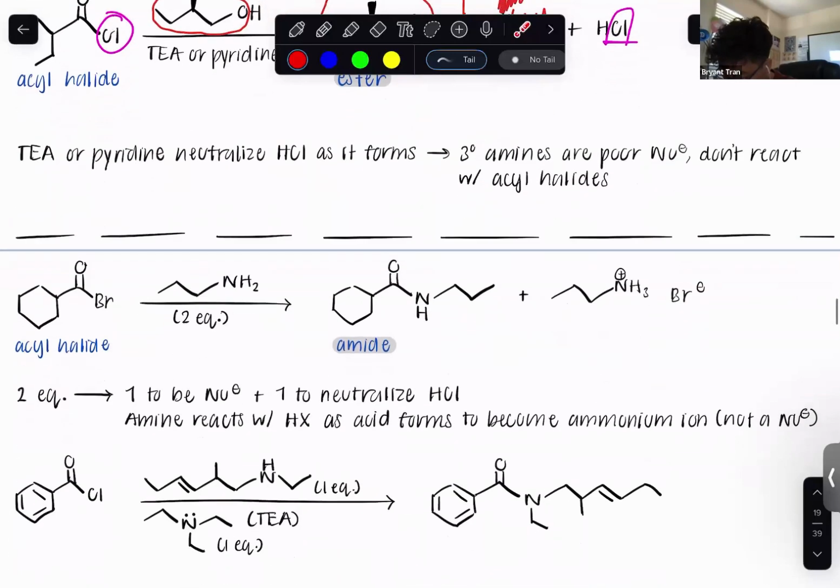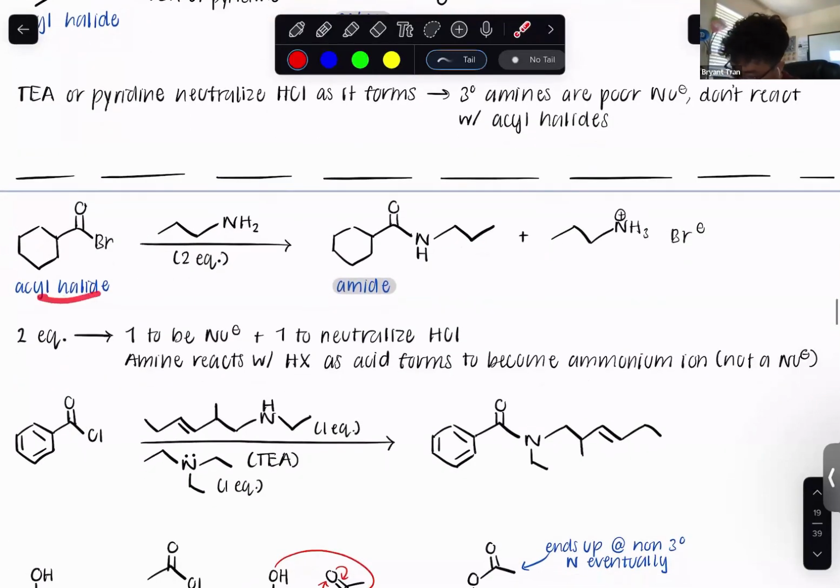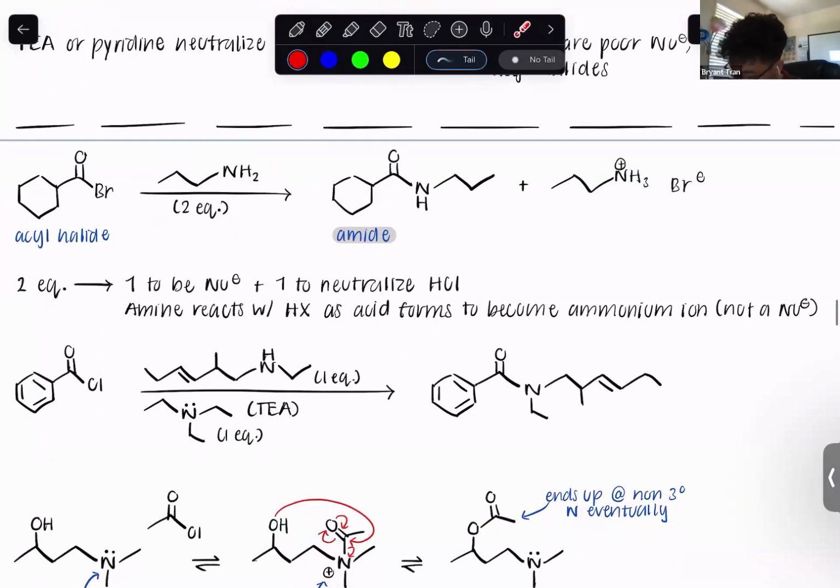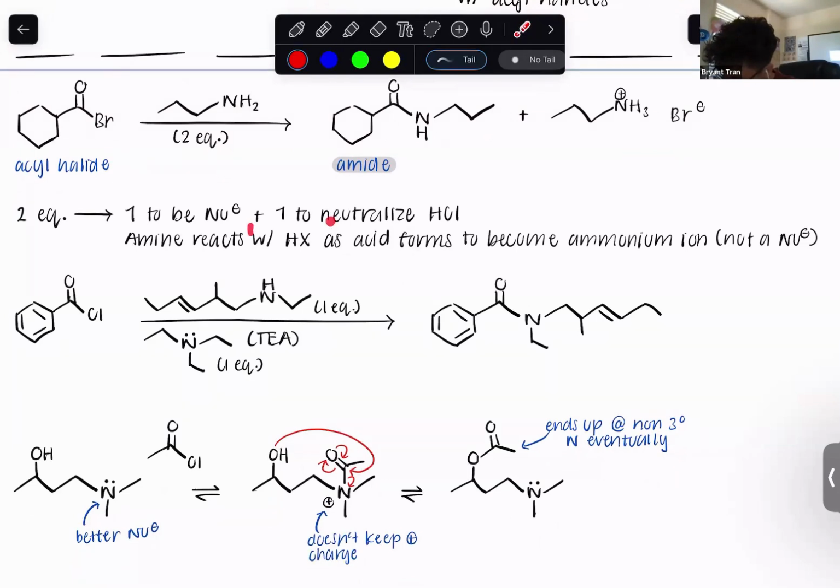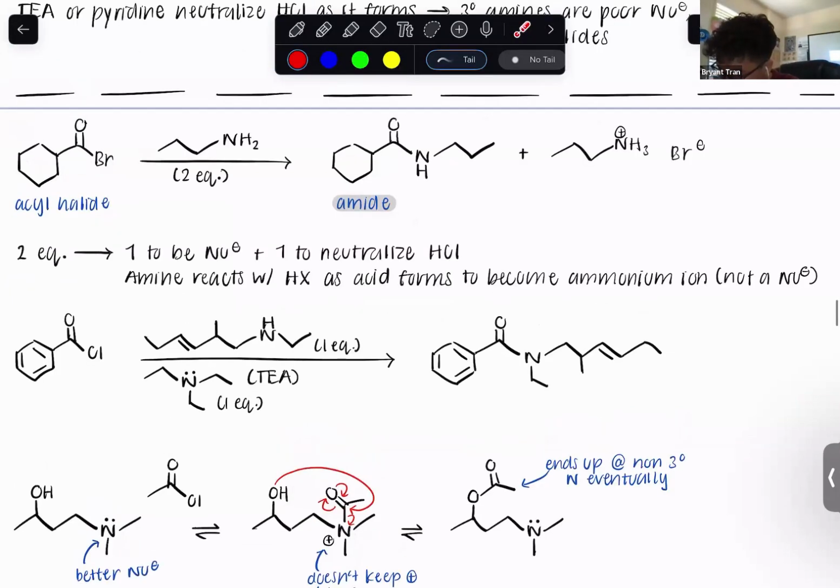Okay. So the next one here is going to form an amide from the acyl halide using 2 equivalents of the amine or 1 equivalent of the amine with pyridine. And the easy way to predict the product here is to substitute the leaving group with whatever the nucleophile is, which is this right here. One to be the nucleophile, one to neutralize the HCl. Yeah, so the first equivalent of the amine is going to act as a nucleophile, which is going to attack the carbonyl. And then the second equivalent of the amine is going to neutralize the HCl.